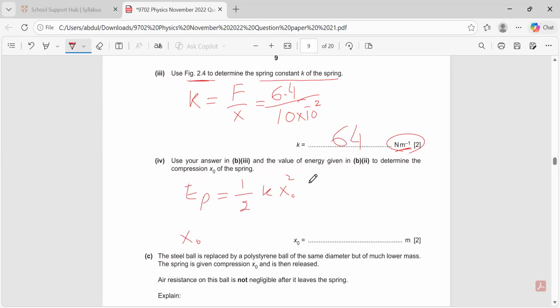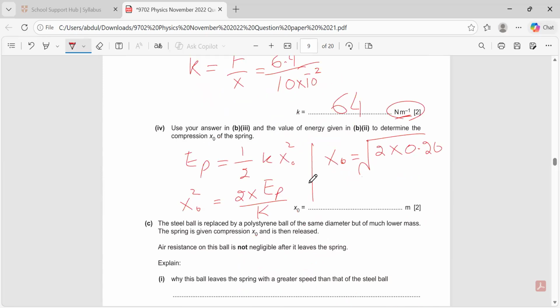So x naught squared will be equal to 2 times elastic potential energy over K, and then x naught will be equal to the root of 2 times elastic potential energy, which was 0.20, just calculated, over K, which we just calculated, that is 64. As we simplify this value, we get the answer 0.079 meters. Please, anybody having any query here, any question? Muhammad Naji, is that okay?